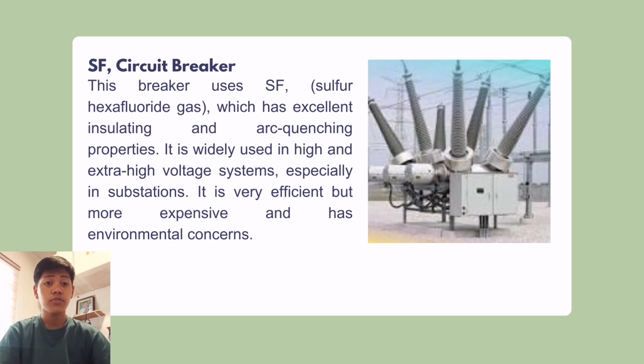The third picture is the SF6 circuit breaker. An SF6 circuit breaker uses sulfur hexafluoride gas, known for its superior insulating and arc quenching properties. It is highly effective in high and extra high voltage transmission systems. This type of breaker ensures fast and reliable operation. But its drawbacks include high cost and environmental concerns due to the gas usage.